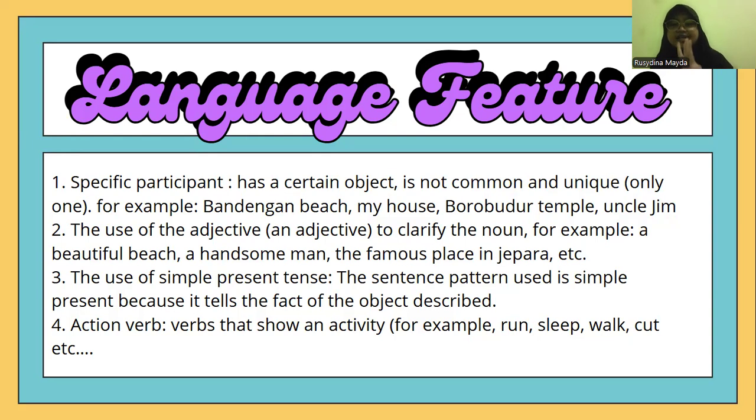Number three is the use of simple present tense. A sentence pattern uses the simple present because it tells the fact of the object described. Number four, the action verb. Verbs that show an activity, for example, run, sleep, walk, cut, and etc.